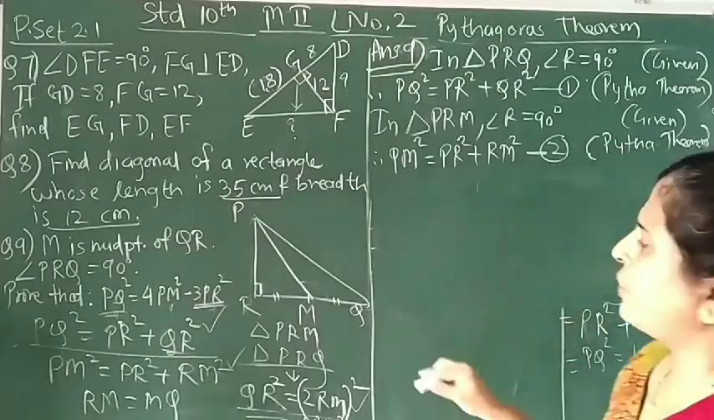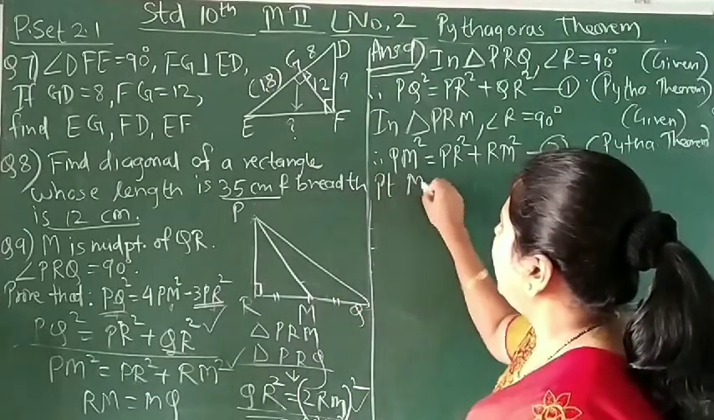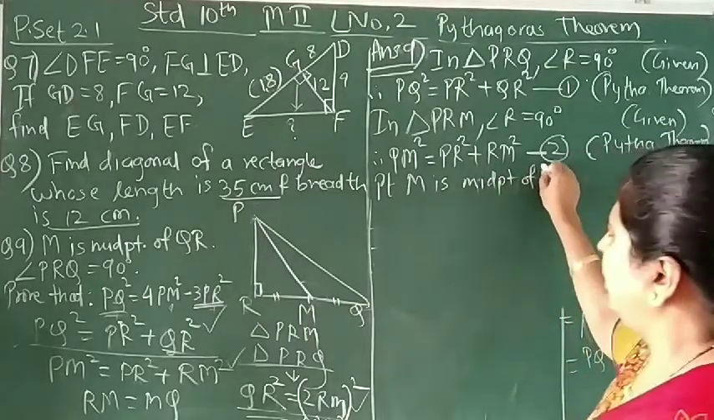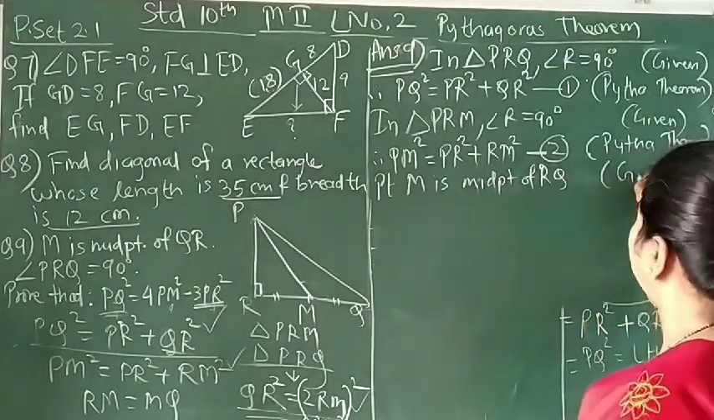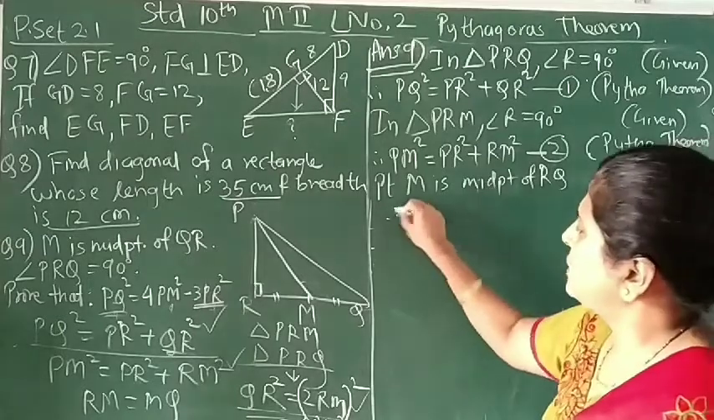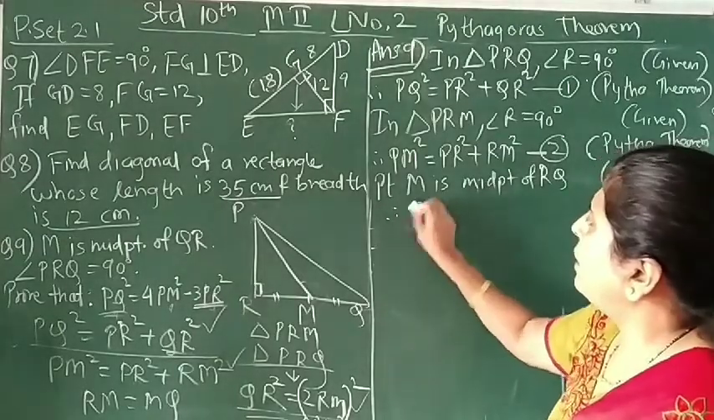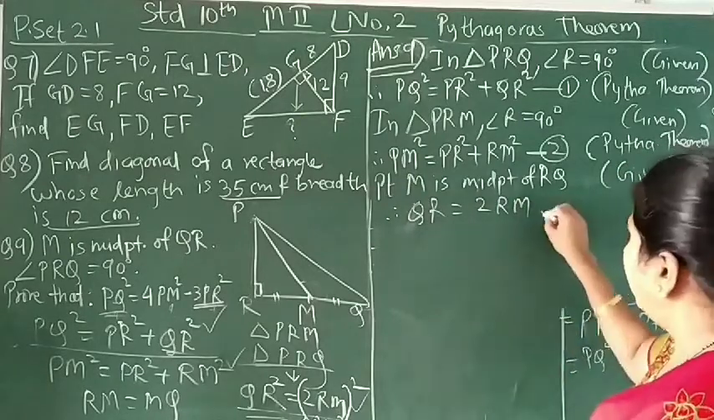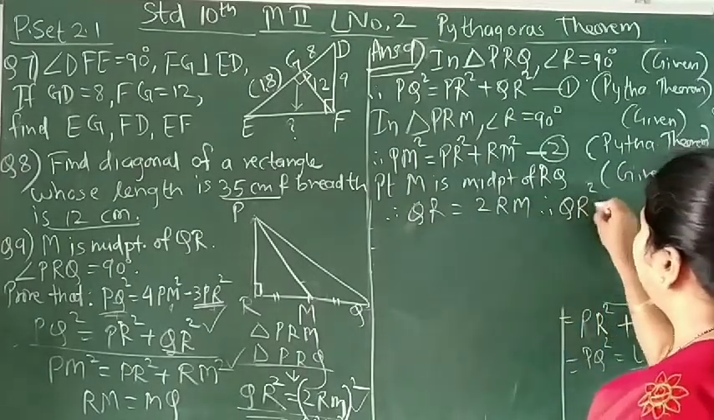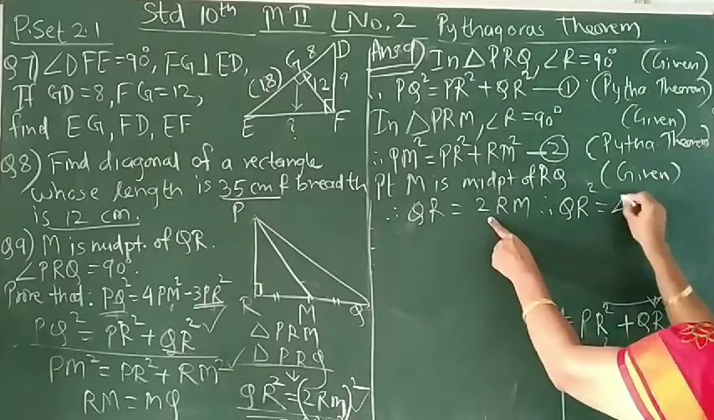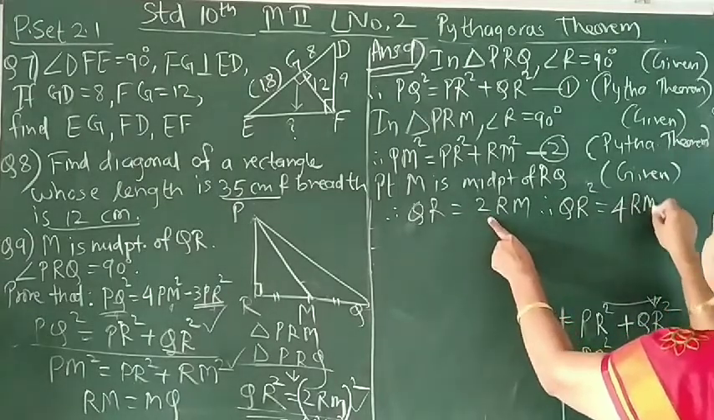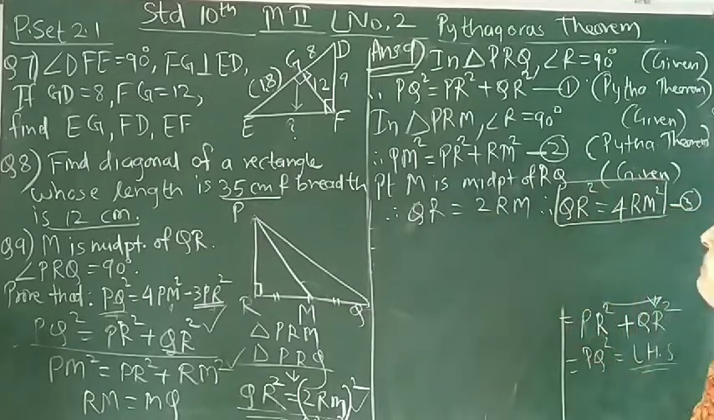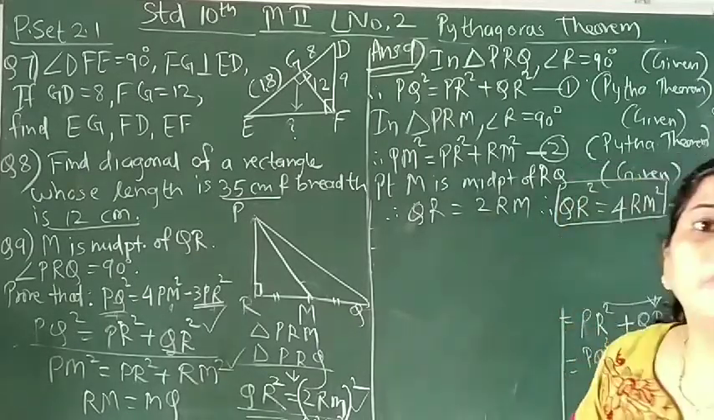One more thing which we are going to require, that point M is midpoint of RQ. This is also given, and that's why you can say that QR is 2 times RM, and therefore QR square is equal to, squaring both sides, we will get 4 times RM square. So this is statement number 3. This statement is the third statement. Okay. So now we have written the required statements.